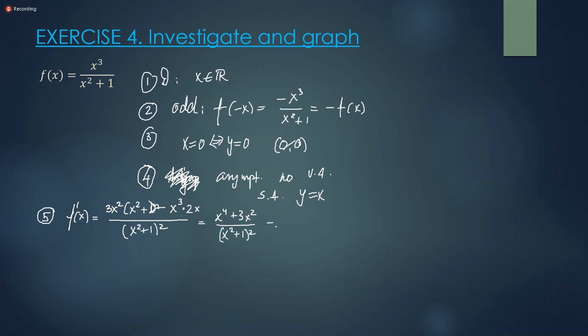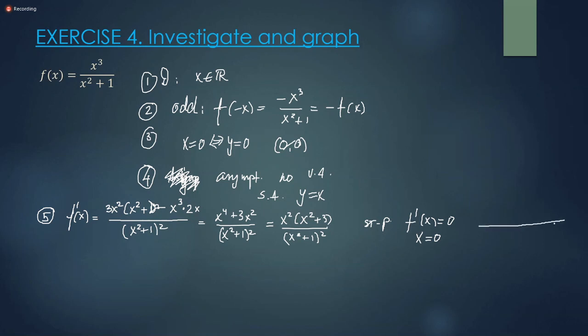So we see we have one critical point. Factorized: x squared times x squared plus 3, over x squared plus 1 squared. We only have one and only one stationary point, which is when the derivative is 0. And we see that this is when x is 0, because x squared plus 3 is never equal to 0. This is always positive.